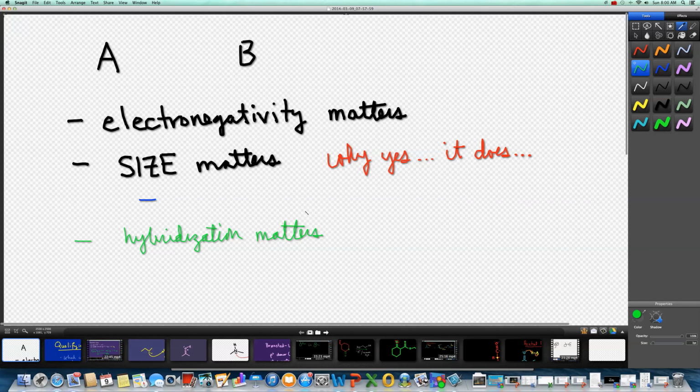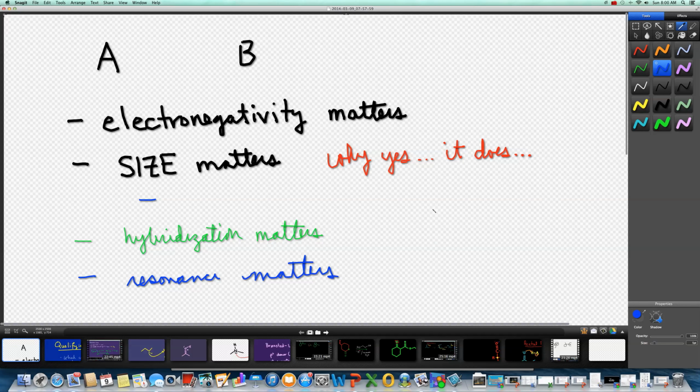And number 4, resonance matters. So these are the rules that I've always presented as criteria for qualifying acidity.